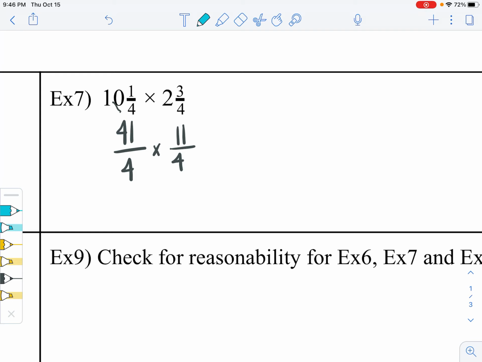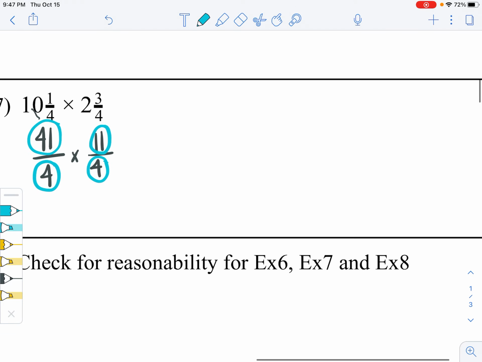In this case, we might not be able to simplify though. So we have 4 and 11, which nothing goes into both 4 and 11. So let's try the other diagonal. We have 4 and 41, which also nothing goes into both 4 and 41. In this case, we're stuck multiplying 4 times 11. But hopefully, most of the time you'll be able to simplify there. So we can't do 4 times 11 mental math, so we'll have to do a little bit of side work. And I'm going to do the side work over here.